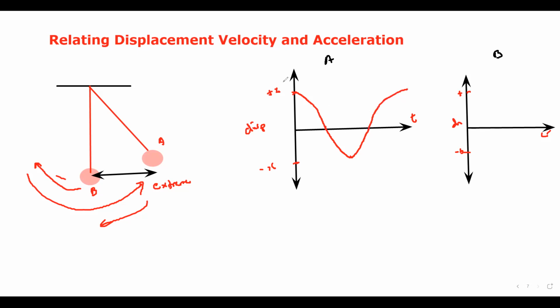So what is this graph? It is not starting from the origin, it is starting from a maximum value. So this is a cosine graph. Here the displacement is a function of cos theta.